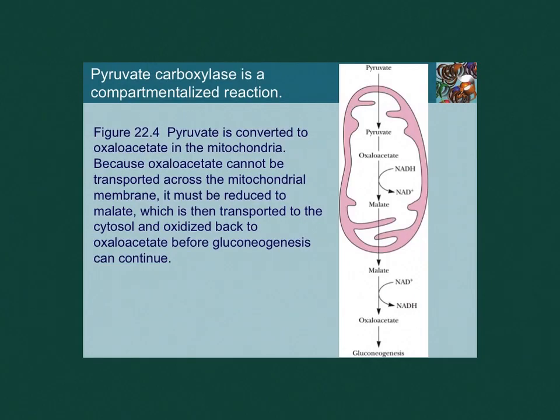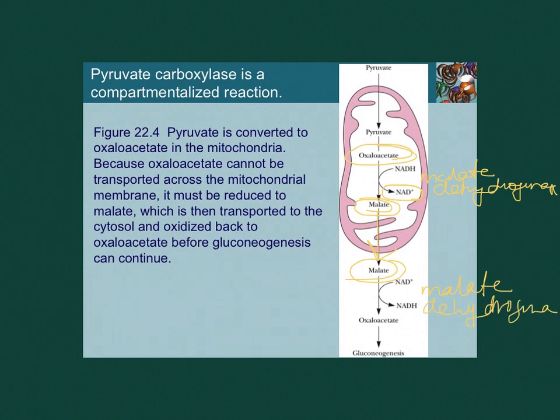Alright, we've converted pyruvate to oxaloacetate. In the mitochondria we have a malate dehydrogenase. This malate dehydrogenase is going to reduce oxaloacetate to malate, and we generate NAD+. Now the malate can cross the mitochondrial membrane. The malate in the cytoplasm is converted back to oxaloacetate by malate dehydrogenase, and it's reoxidized into oxaloacetate.